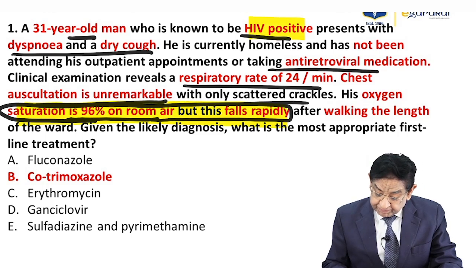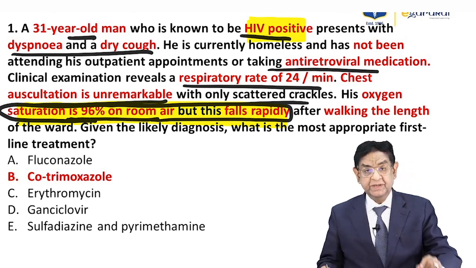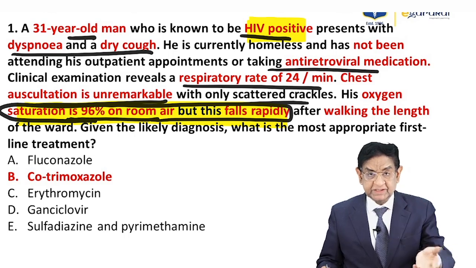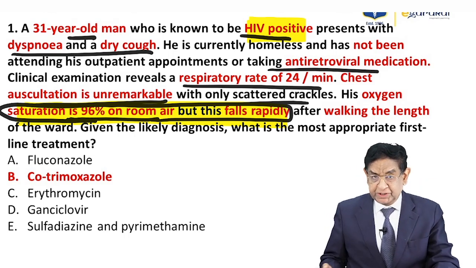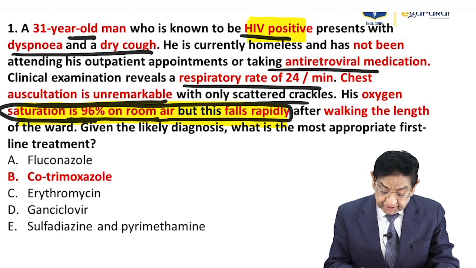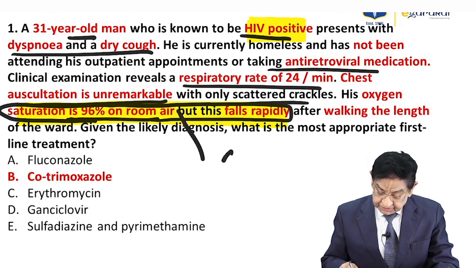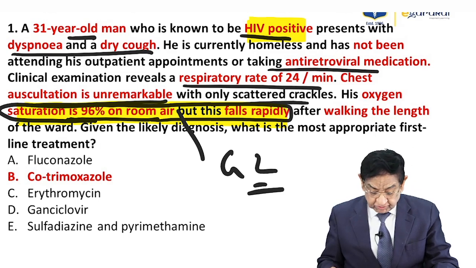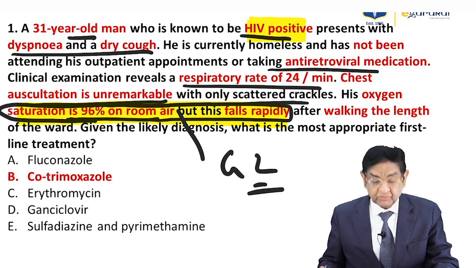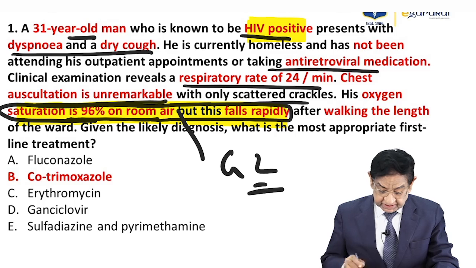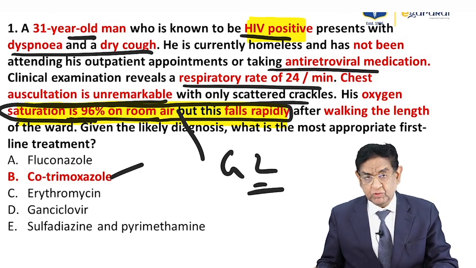In an HIV positive patient, if oxygen saturation falls drastically on exertion, this is classical of pneumocystis carinii. So note this down as the golden line to remember. Write down: oxygen saturation decreasing drastically on exertion is pneumocystis carinii. We treat pneumocystis with co-trimoxazole.